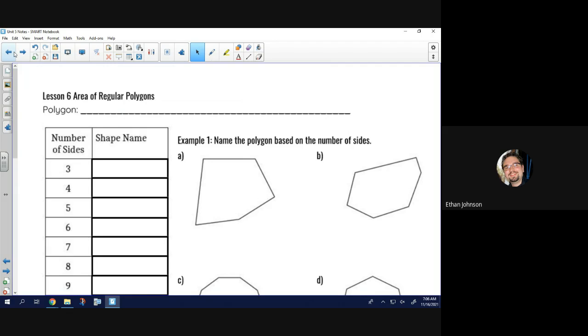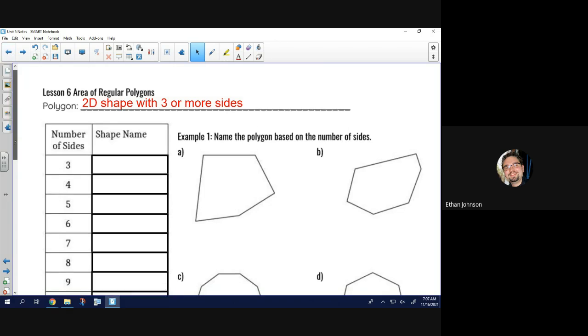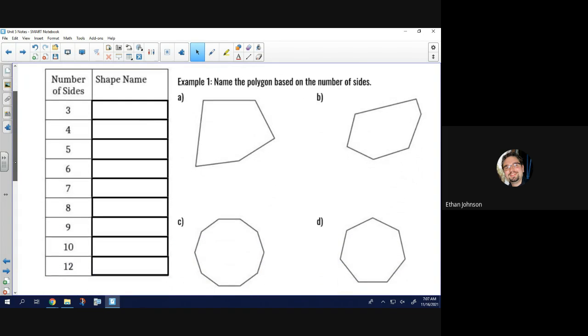First is, well, what is a polygon? Simply put, a polygon is a 2D shape with 3 or more sides. And we've been dealing with a particular polygon. In fact, the polygon that we've typically been dealing with is a 3-sided shape, also called a triangle. Now, we are going to need to know the names of other polygons, because that's going to tell us the number of sides they have.